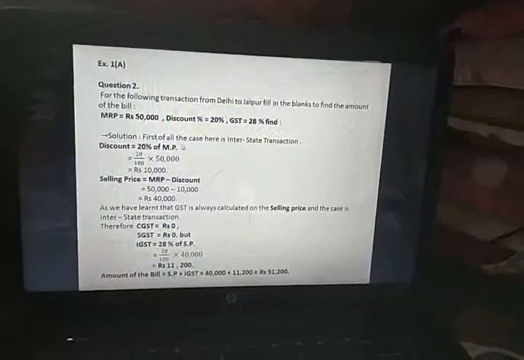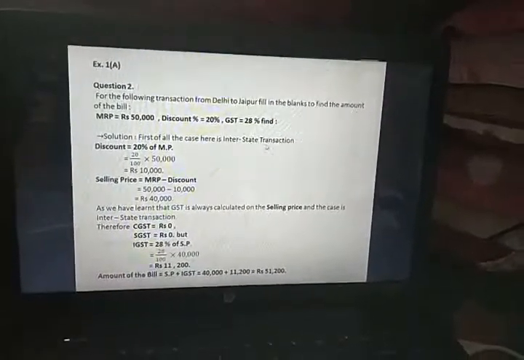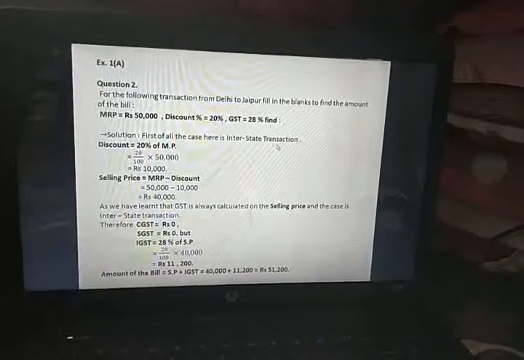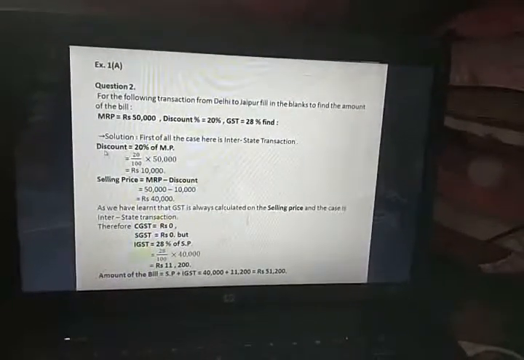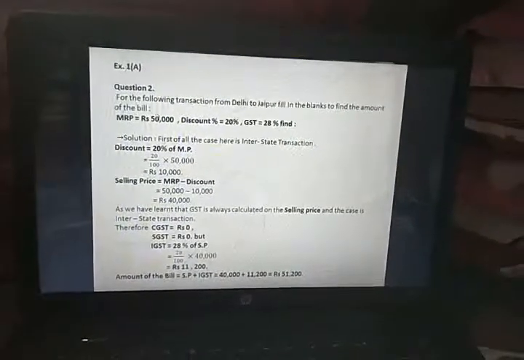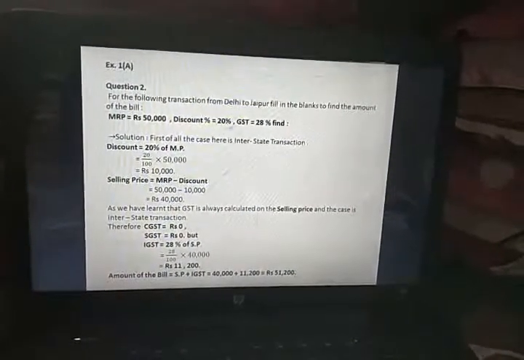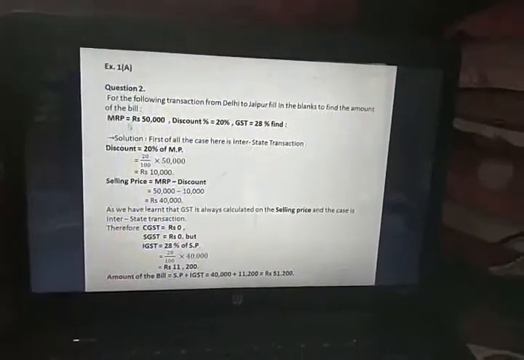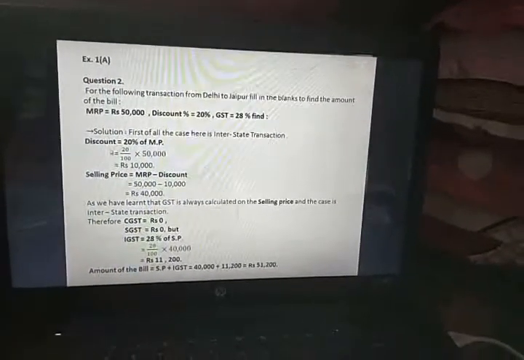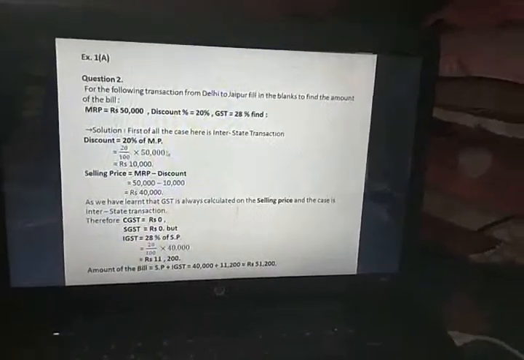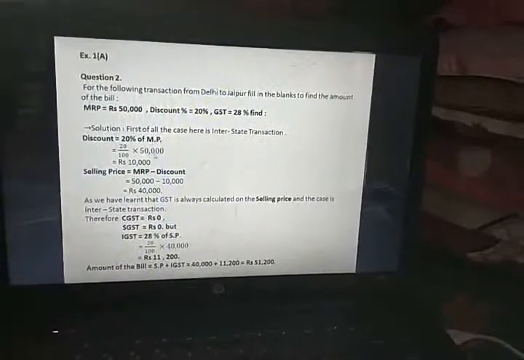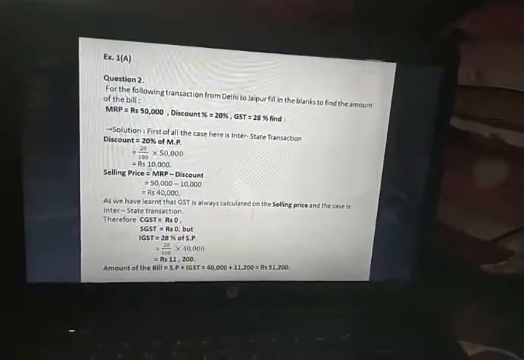First of all, the case here is interstate transaction. How do I find the value for discount? The discount percentage in the question is 20%, and 20% of what? It is 20% of the marked price, which is 50,000. So discount will be 20% of 50,000. You do the cancellation, 2 zeros and 2 zeros get cancelled out. So 20 into 500 will be 10,000. So the value for discount is rupees 10,000.